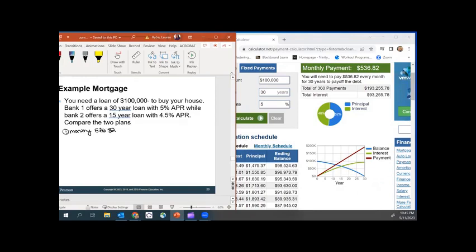$536.82. In total, I will pay $193,255.78. Interest will be $93,255.78. And we can see that's about half, almost half and half. Wow, 48% towards interest and 52% towards principal.